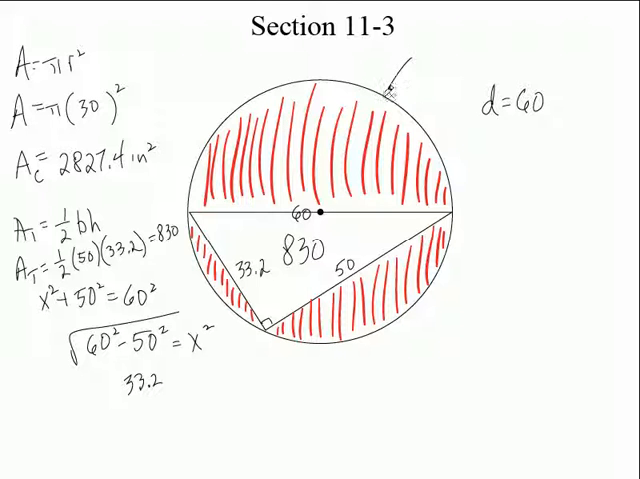What's the area of that whole circle? That's the 2827.4, isn't it? What do we do with that 2827.4 and that 830? Subtract them. So somebody do that. It's 2827.4 minus 830, and that gives us, Sven? 1997.4. Okay.